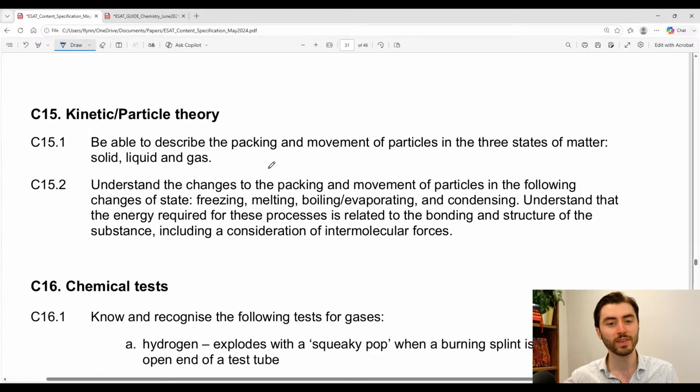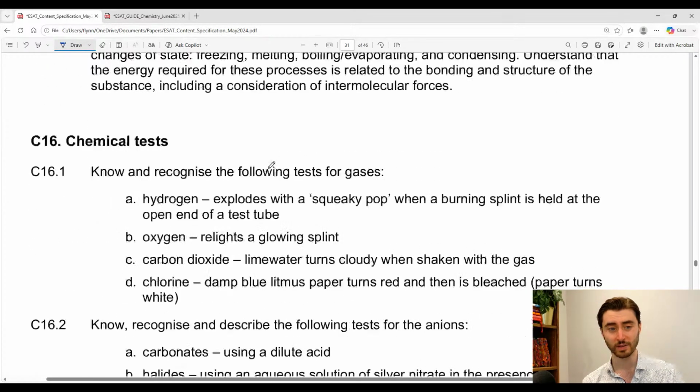Kinetic particle theory. We've kind of already spoken about that when it comes to rates of reaction. I honestly think there's not much to say here. This is just the arrangements of particles in solids, liquids, and gas, which I think is pretty standard.